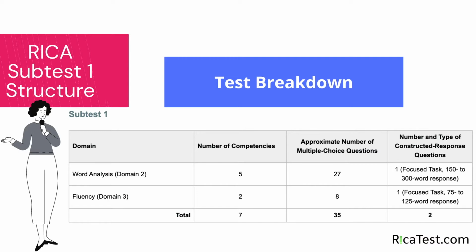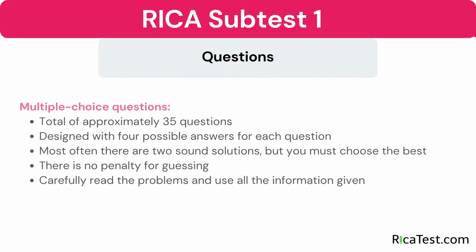Subtest 1 includes approximately 35 multiple choice questions, as well as 2 constructed response questions, one from Domain 2 and one from Domain 3. The constructed response question covering Domain 2, which is word analysis, requires a 150 to 300 word response, and the constructed response question that covers Domain 3 requires a 75 to 125 word response.